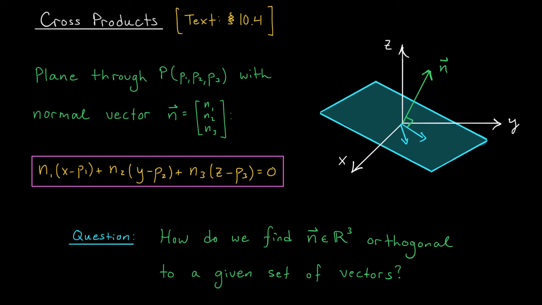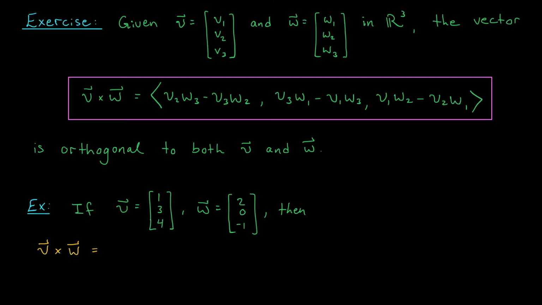Okay, let's try to unravel what we're actually trying to do. We are looking for a vector n that's perpendicular to our plane. The plane is just some set of vectors, right? So the question we want to answer is, how do we find a vector n that's orthogonal to a given set of vectors? Rather than working with a ton of vectors all at once, let's suppose we have just two vectors, v and w. Can we find a vector that's perpendicular to both v and w? Well, it turns out we can.